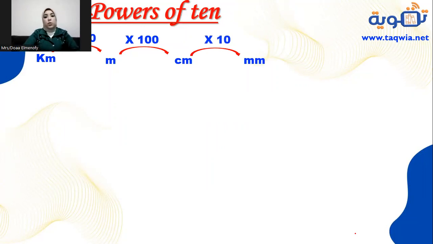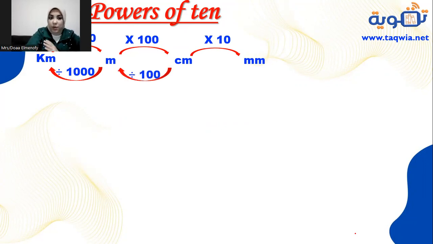But if we wanted to convert in the inverse way, if we wanted to convert from meter to kilometer, we have to divide by 1,000. If we wanted to convert from centimeter to meter, we have to divide by 100. And when we convert from millimeter to centimeter, we have to divide by 10.